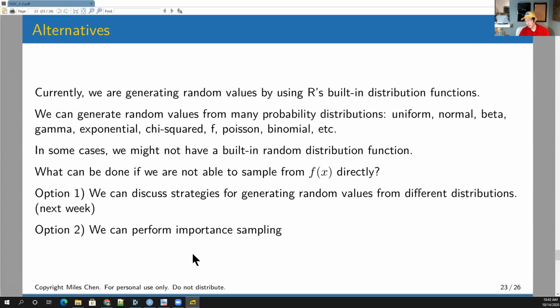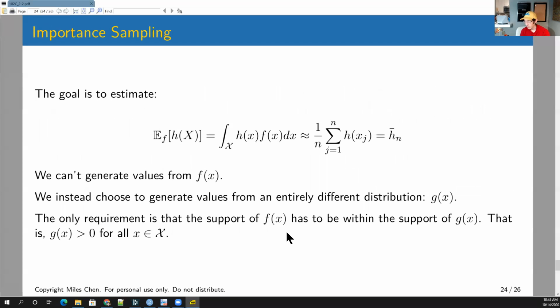Okay. But the other option is we can perform importance sampling. I'm going to just introduce this idea here, and then we'll delve into it on Friday. Here's our goal. Again, our goal is we want to estimate this thing, but the problem is we don't know how to generate values from f, right?